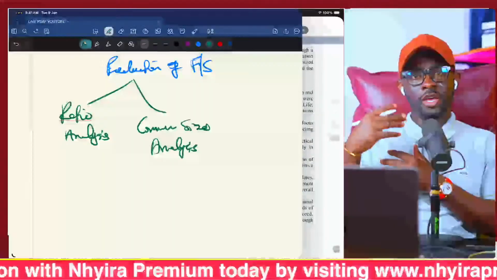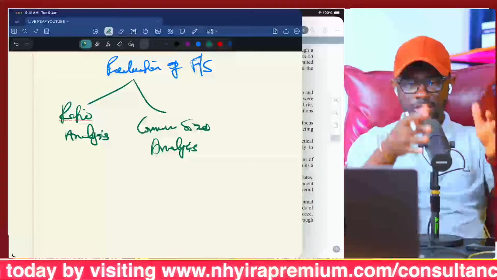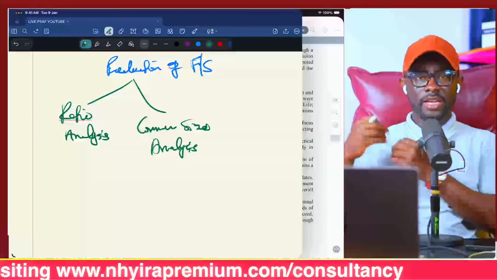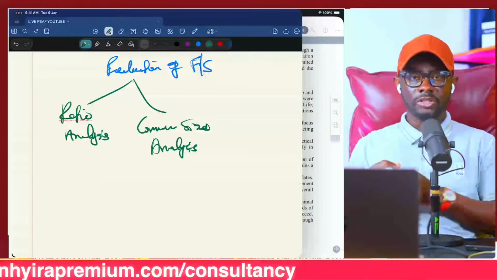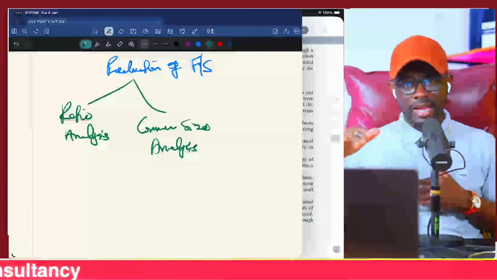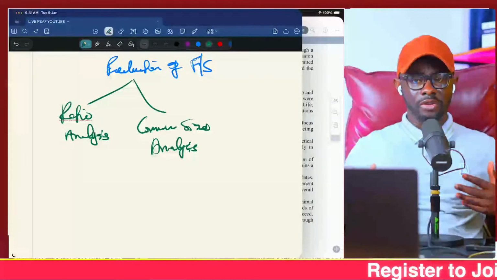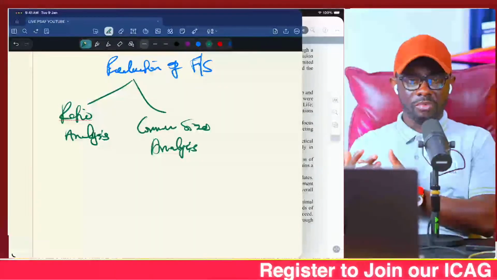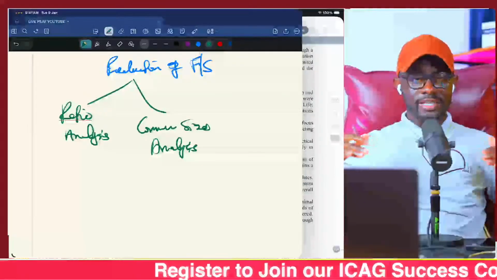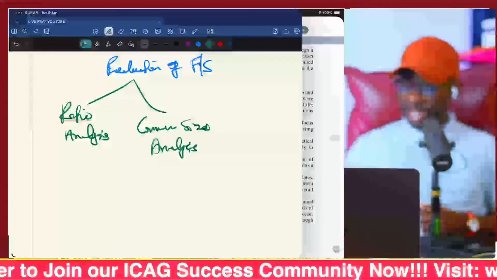And so the revenue becomes the base amount for the statement of financial performance, and then the total asset becomes the base amount for the statement of financial position. So we take each line item in the statement of financial performance as a percentage of the total revenue, and then in the statement of financial position, we take each line item as a percentage of the total asset. That is the concept of common size analysis.